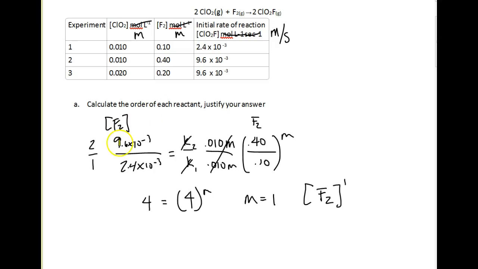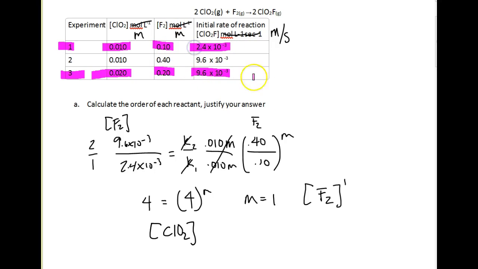Probably best because we're trying to determine what order ClO2 is, so I'm not going to pick the two experiments where it's being held constant. Let's go ahead and vary those. I'm going to pick experiment 1 and experiment 3 to see what's going on here. But we're also going to include our values for F2, now that we know that F2 is first order.